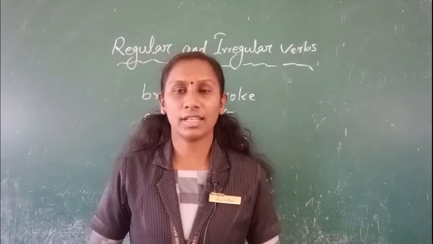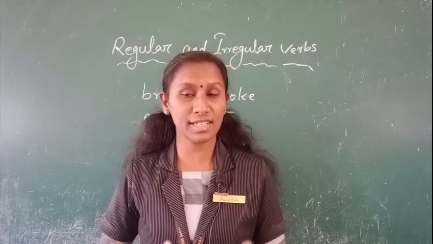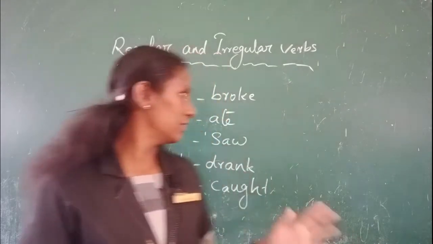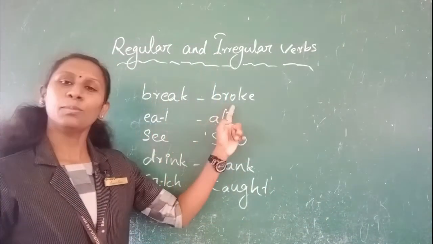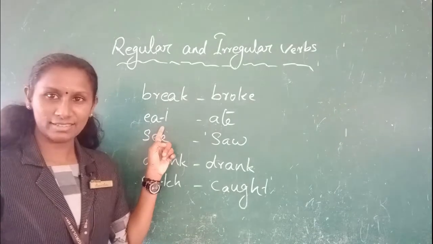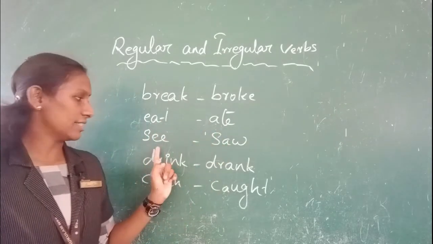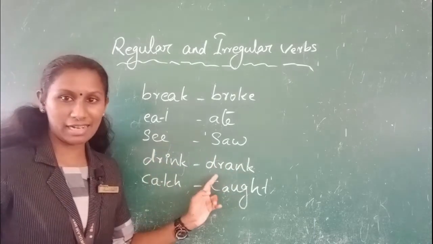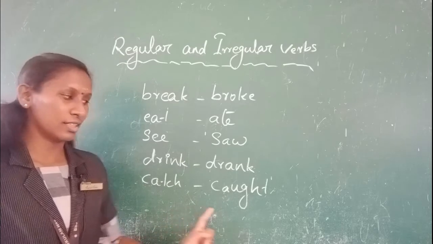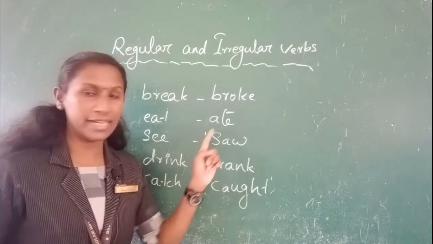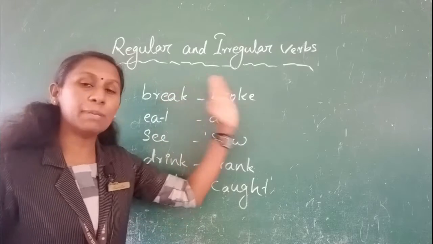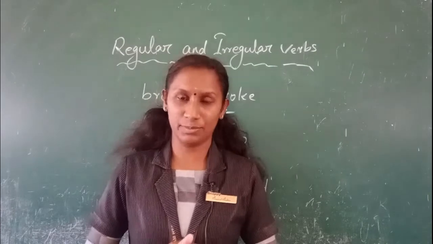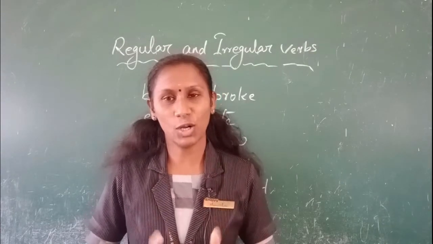Is it clear? In certain verbs, instead of adding D or ED, the verb completely changes. For example, break, broke, eat, ate, see, saw, drink, drank, catch, caught. And you can see that instead of adding D or ED, the verb completely changes. Such kinds of verbs are called irregular verbs. Is it clear, children?